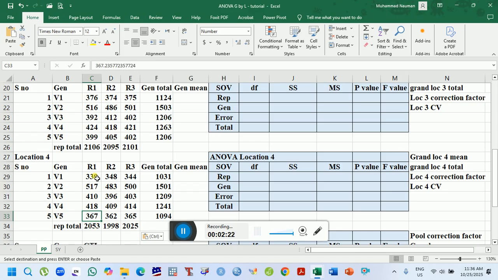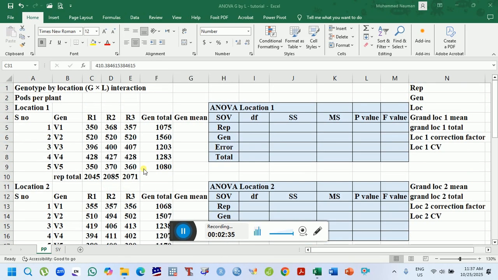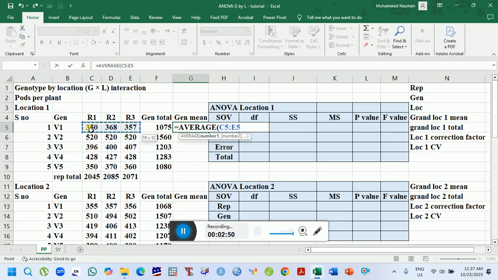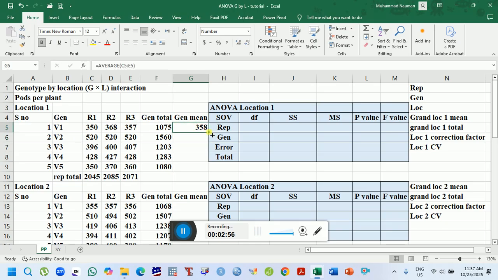Here we calculated the genotypes total. Genotypes total and reps total of each location, location 1, 2, 3 and 4. Now we will calculate each genotype means. Is equal to type average, double click on average, make the selection rep 1, rep 2, rep 3 of variety 1, press enter, expand this selection from variety 1 to variety 5.